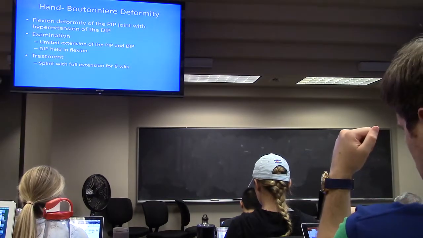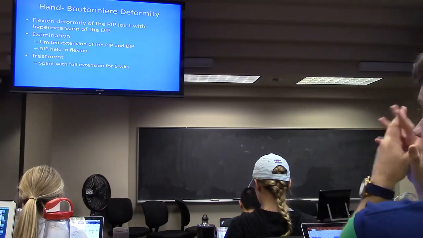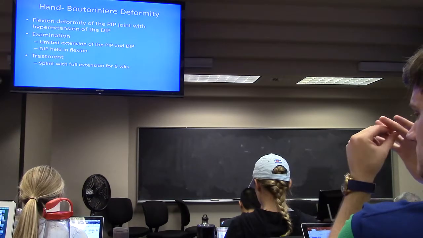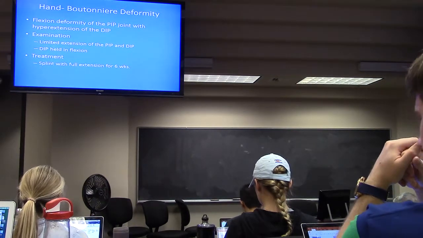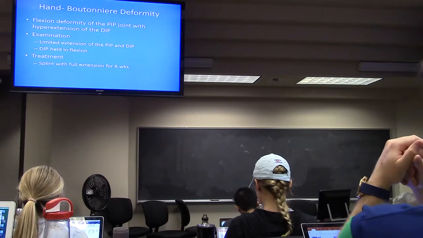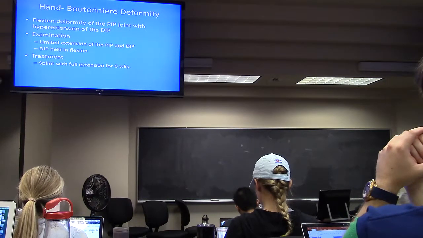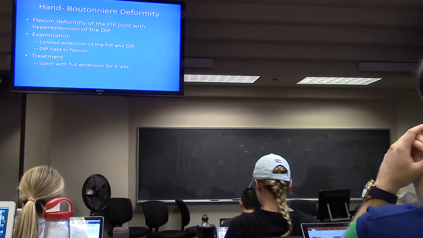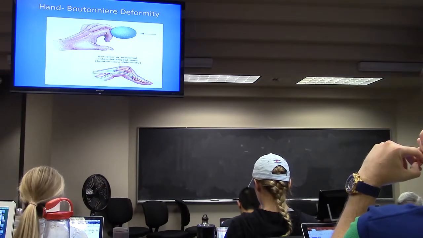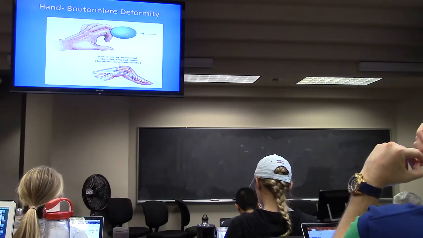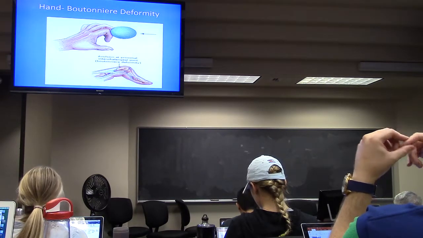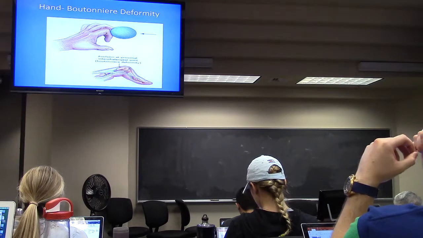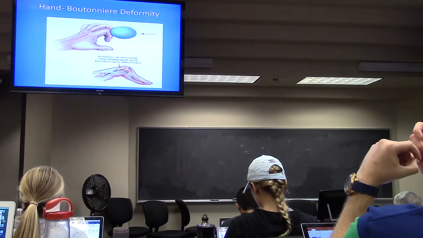Okay, Boutonniere deformity, so flexion deformity of the proximal interphalangeal joint with hyperextension of the DIP. Examination can be limited extension of the PIP and the DIP. DIPs can be held in hyperextension. Treatment again is going to be splint with full extension for 6 weeks. Here's your Boutonniere deformity. Kind of the same thing, except it's a different joint that's involved. All right.